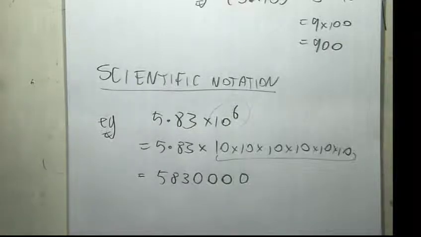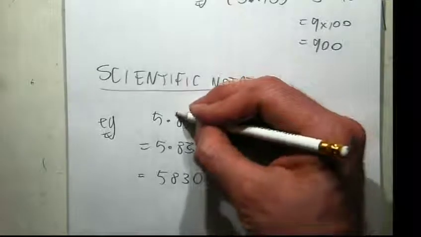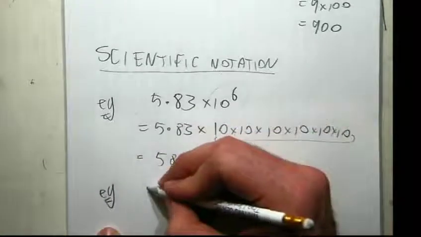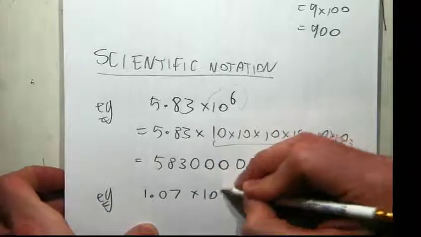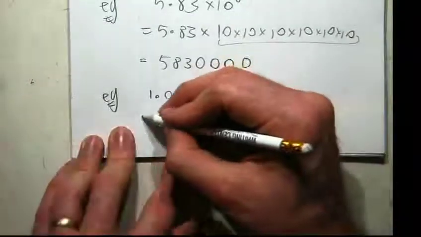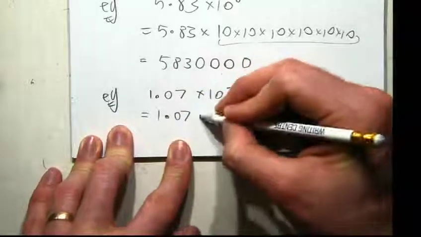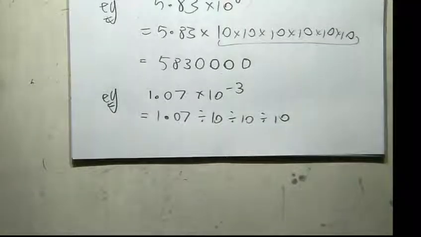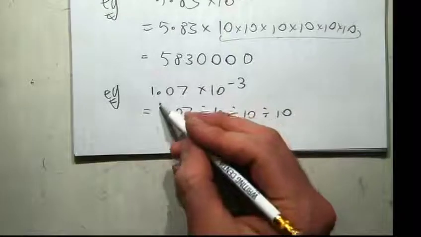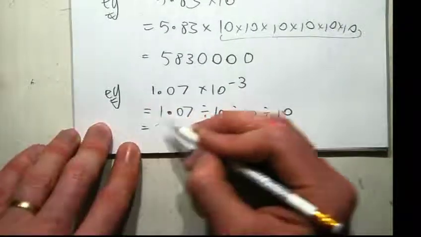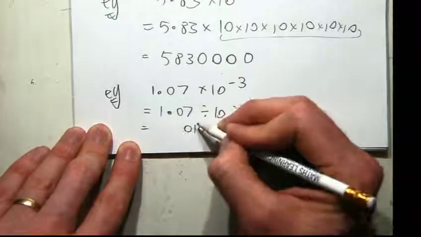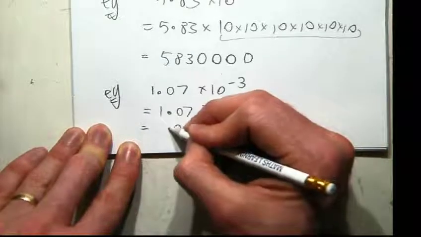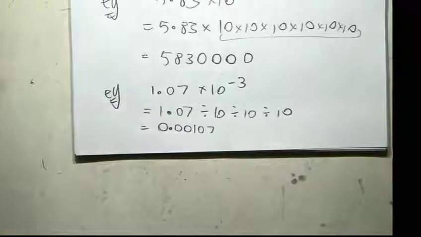And powers of 10 have a neat way of working with our decimal system of moving the decimal place around. Whereas 1.07 times 10 to the minus 3, we'll remember that negative powers are really division. So 10 to the minus 3 is the same as dividing by 10 three times. If I divide by 10, it will get smaller, and then smaller again, and then smaller again. Okay, so that's what it really means.